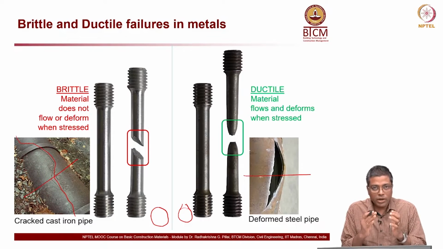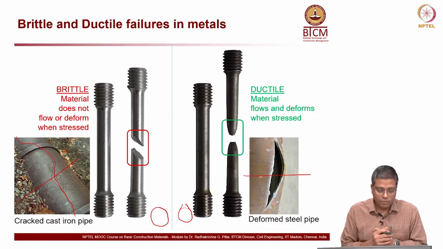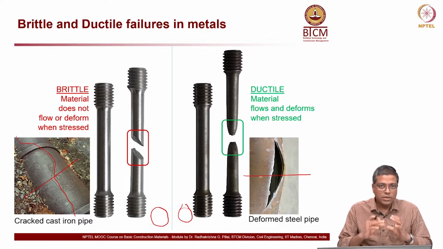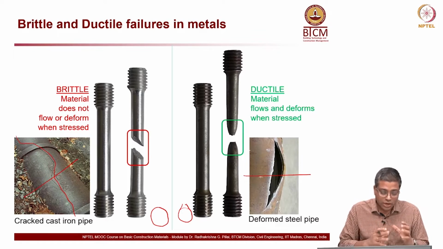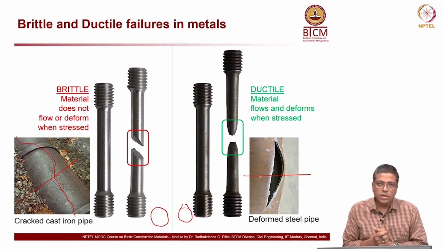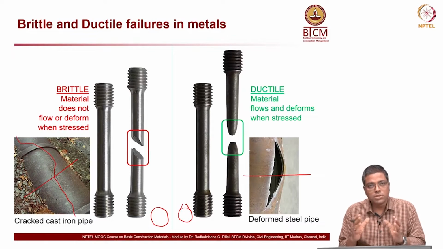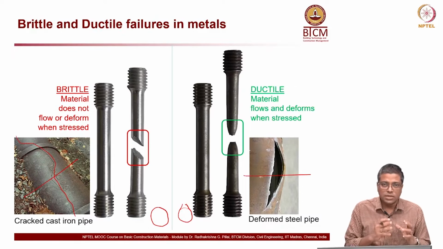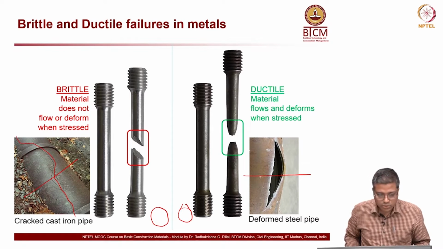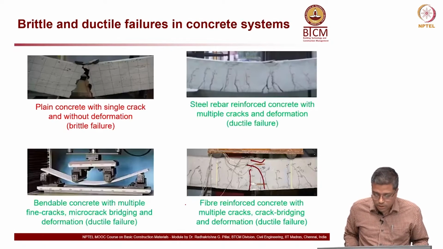So, it has opened up and deformed, whereas on the left side the cast iron, which is a very brittle material, just cracked, that is all. There is no deformation to the shape of the material. So, that is a key difference between a brittle material and a ductile material. The ductile material deforms before it fractures, whereas the brittle material does not deform, it just breaks into two pieces. That is the key difference between ductile and brittle materials.